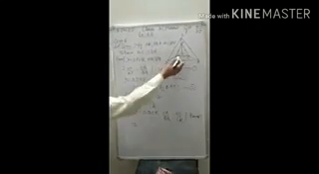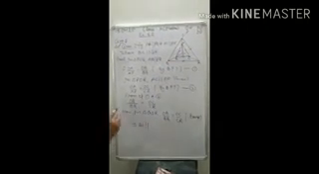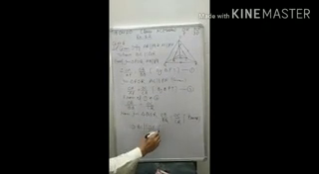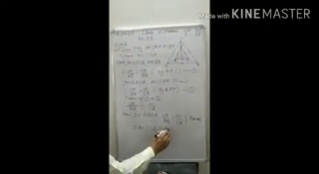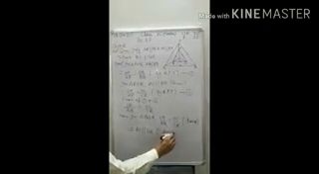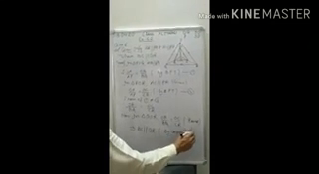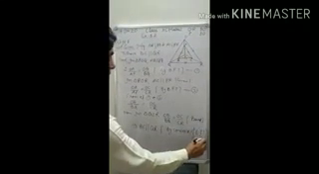So this implies that line BC will be parallel to QR. And what is the reason for that? Because by converse of BPT. This is our answer.